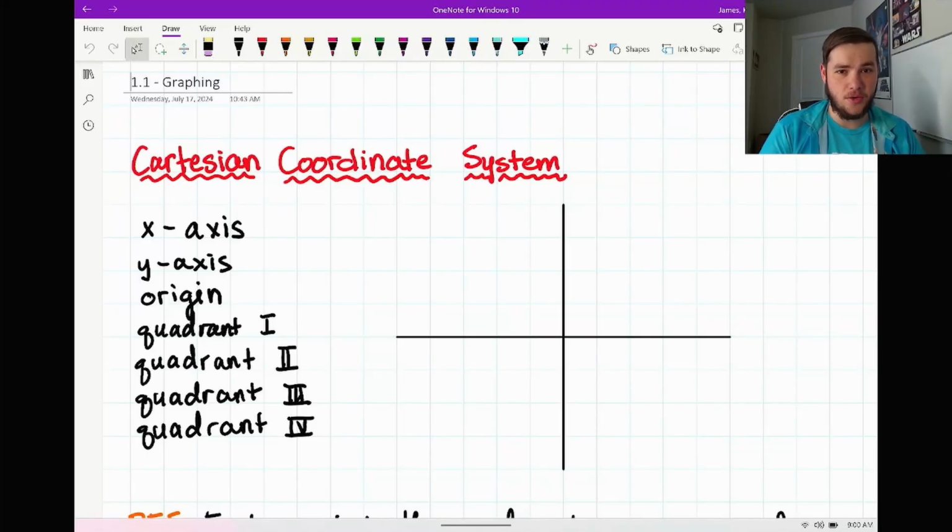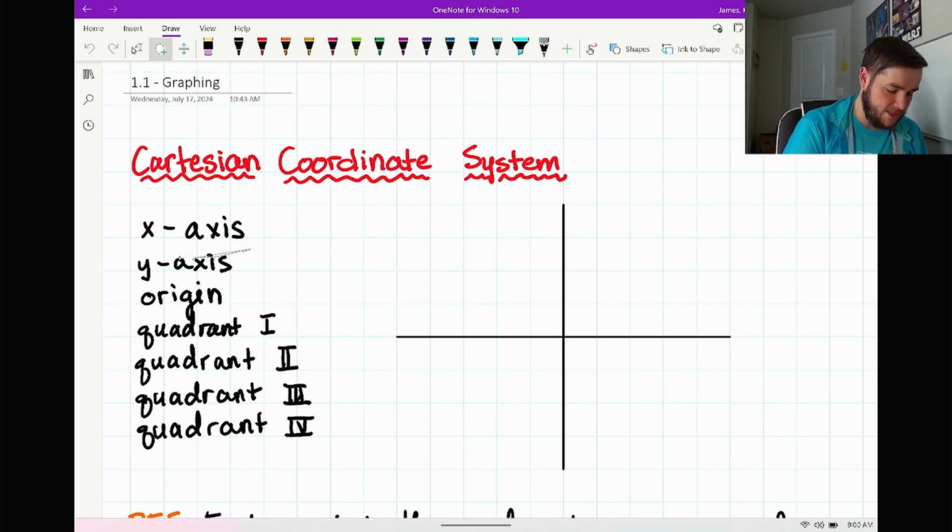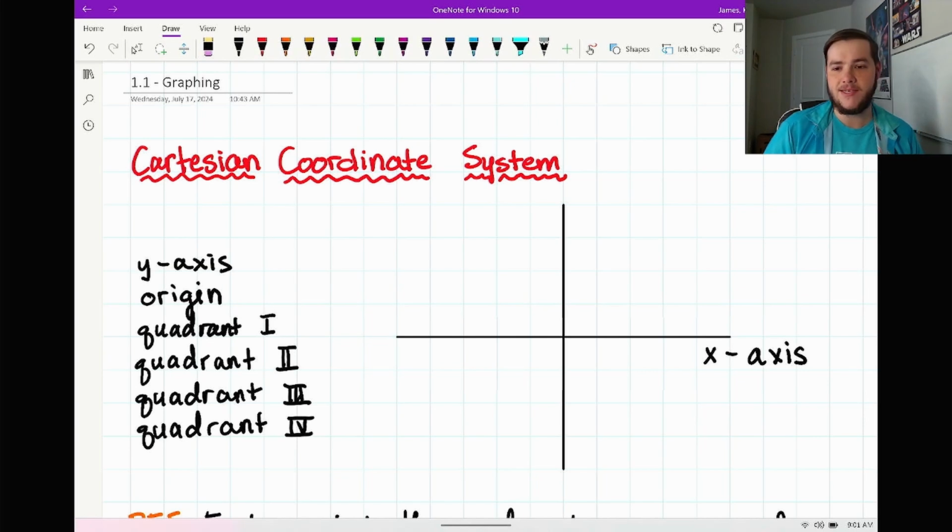The Cartesian coordinate system is just a fancy name for a graph that you're already probably familiar with. In this coordinate system, we have an x-axis, that's the horizontal line that you see here, and a y-axis.